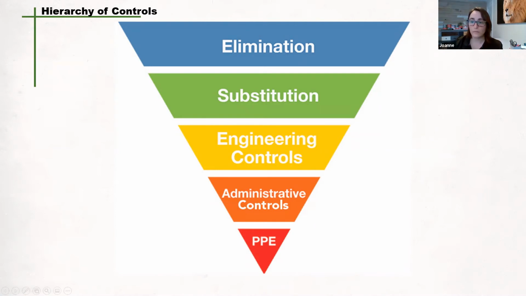So the best control is the top one. That's the most effective, and that is elimination. This is the ultimate control. It will eliminate the workplace condition or act that is actually causing the hazard. However, this is not always reasonable. You can't always eliminate. Some of the things we do have a risk and hazard associated with them. So sometimes we can't always eliminate, but it is our first choice. If we can, you want to eliminate the hazard.